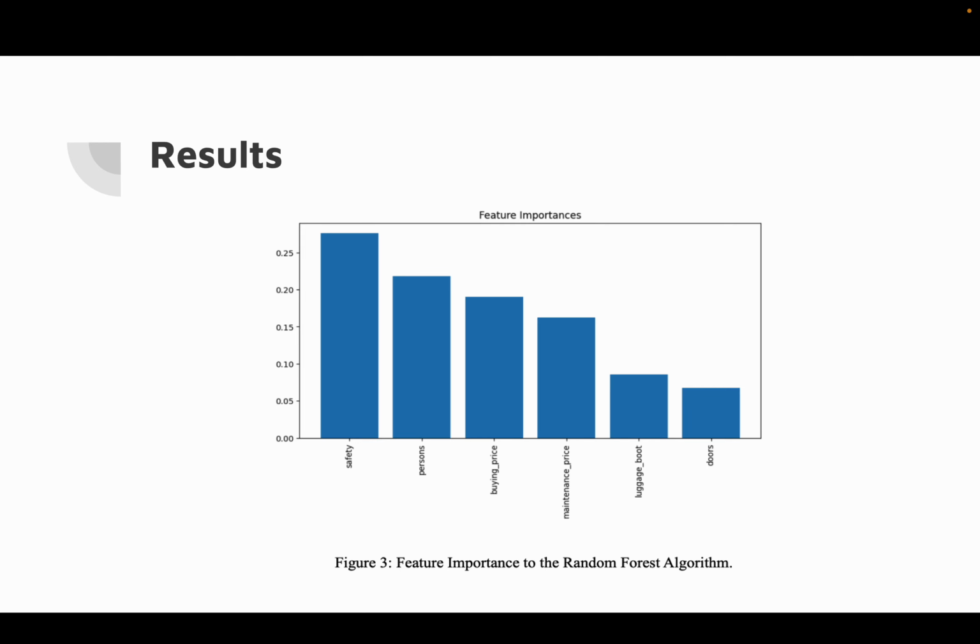Now that we identified that the random forest classification algorithm is what we'll go with over the SVM algorithm, we tried to highlight the features that were most important for this algorithm. And what we see is that safety ranks the highest in helping this algorithm classify the acceptability of a car, while doors is the least important feature in getting this acceptability rating.